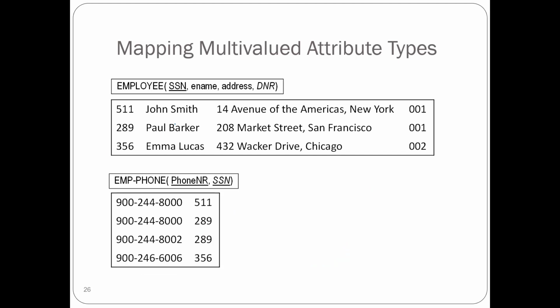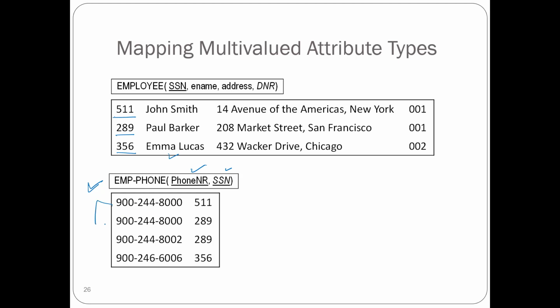With the same employees, we have John Smith, Paul Barker, and Emma Lucas. There's SSN. John Smith is 511, 289 is Paul Barker, 356 is Emma Lucas. They have their address and then the department number. Department number is not very important in this case. Important is this relation here, which is EMP phone. EMP phone will have the employee and the corresponding phone number, right? So phone number first and then SSN. You can reverse the order as well. That would remain the same thing.